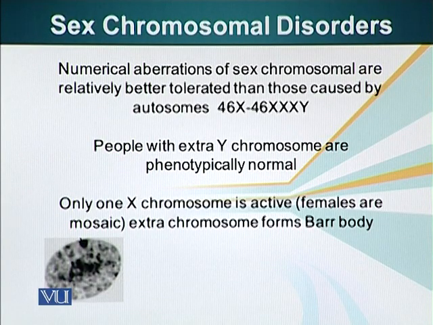So even people with 46 chromosomes and three X chromosomes and a Y chromosome are viable. This would not happen if we had two extra autosomes, any of them. People with an extra Y chromosome are phenotypically normal.